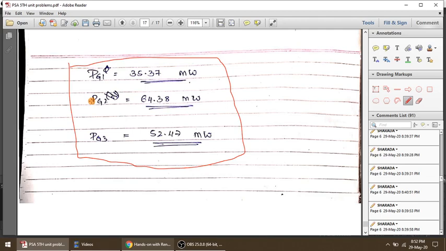So this is the procedure of solving this question. Thank you.